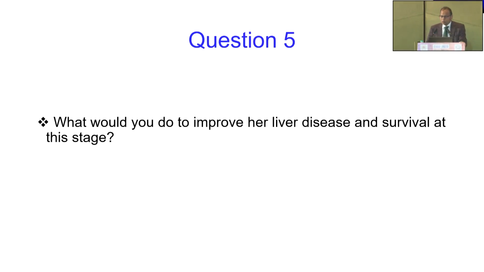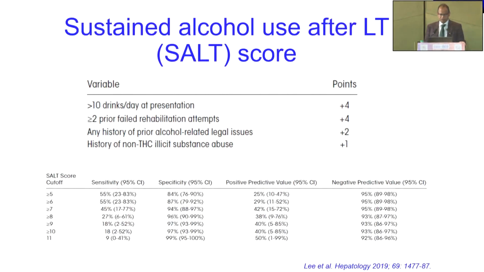So what would you do to improve her liver disease and survival at this stage? Could transplant be an option? And here is the score. I just put it from one of my friend, Brian Lee, who's put together the SALT score, which you may have heard about. If you look at the score points here, the number of drinks, prior failed rehabilitation attempts, history of prior alcohol-related legal issue, and non-THC illicit substance abuse, she's scoring on everything. She's the highest risk patient. So clearly not a candidate for transplant, at least in our center. In most centers in America, she will not be a candidate for transplant at this point of time.